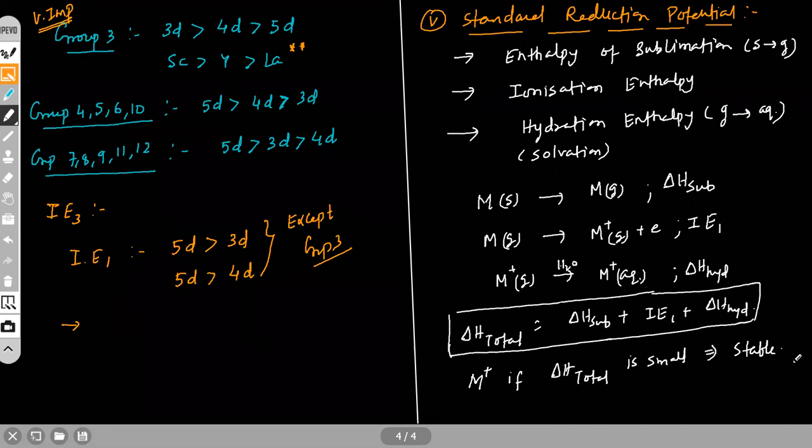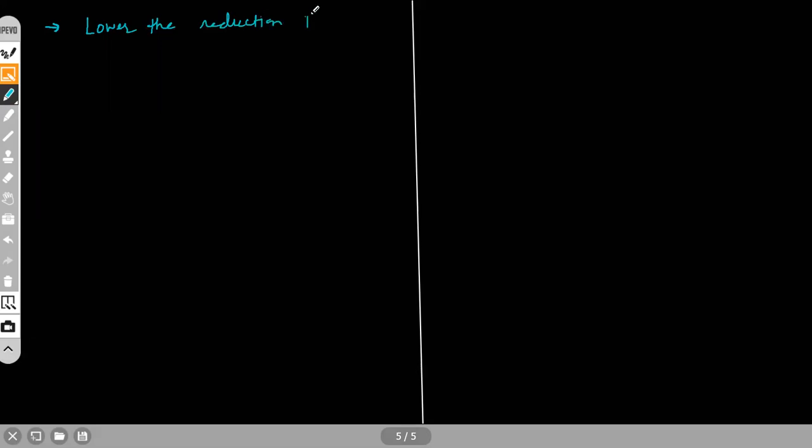So what is electrode potential? The electrode potential measures all these energies. It includes the calculation of sublimation energy, ionization energy, and delta H of hydration. So write down: the electrode potential measures all these energies. Total energy change basically we are considering: enthalpy of sublimation, ionization energy, and hydration energy. That is the electrode potential. Now, one point into this: lower the reduction potential means what? More negative standard reduction potential.